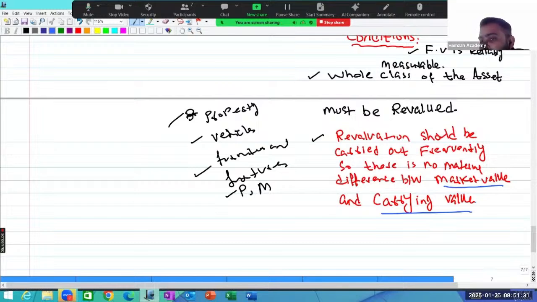So these are the 3 conditions which an entity needs to fulfill if they want to use a revaluation model for their property, plant, and equipment. If they cannot fulfill these conditions, then they will continue to use the cost model. Then they are not allowed to use the revaluation model. Got it?